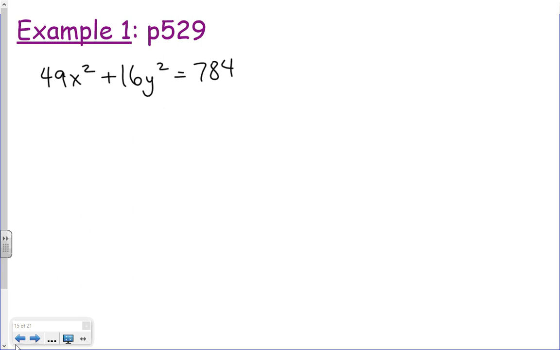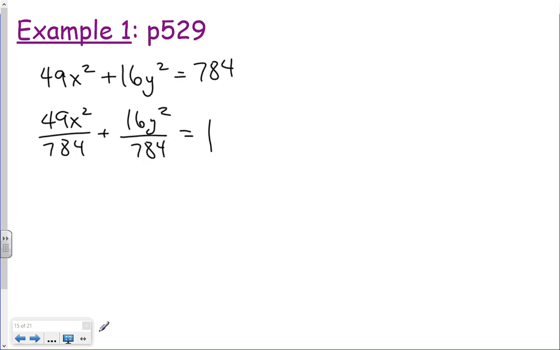So to do so, we're going to divide by the 784 and then simplify. So let's write it first as 49x squared over 784 plus 16y squared over 784. And that's equal to 1. Again, remember the center radius form has this equal to 1. That's why we're dividing by the 784. And now take your calculator and check to see what happens when you simplify this. But 49 over 784, that should leave you with 16 in the denominator there. You can check that out. But 16 times 49 there should give you the 784.